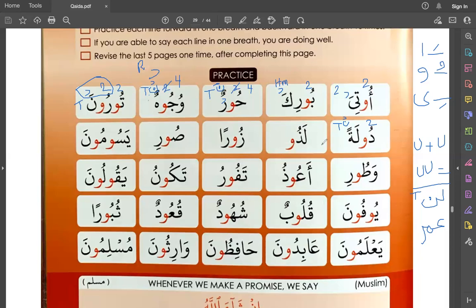Dula. La short. Dhu, two counts long vowel. La dhu. So what will you do when you find a two counts long vowel at the very end, with nothing after it? How will you stop? You will do nothing. It will stay the same. La dhu.